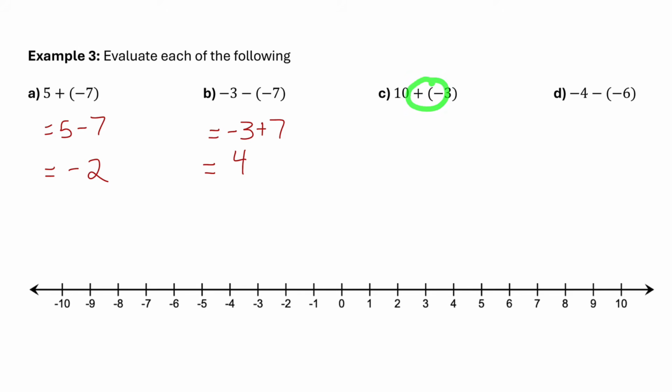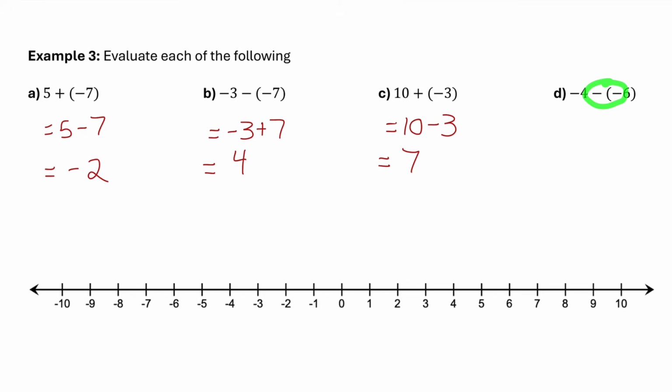If you have two opposite signs right beside each other, they change to a negative. So it becomes 10 minus 3. And then 10 minus 3, we don't need a number line for that. That's just 7.